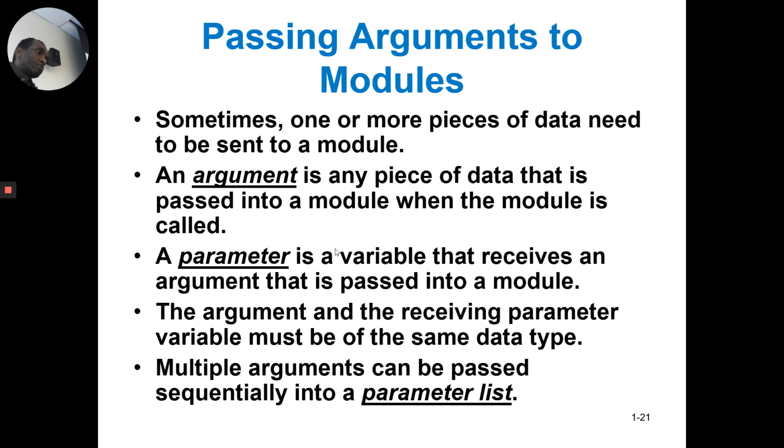Passing arguments to modules. Sometimes one or more pieces of data need to be sent to a module. An argument is any piece of data that is passed into a module when the module is called. The parameter is a variable that receives an argument that is passed into a module.